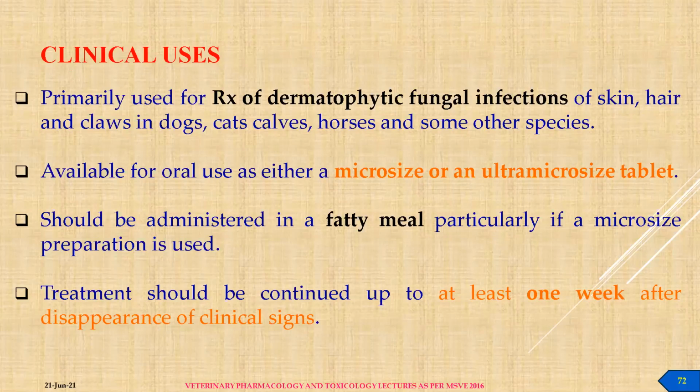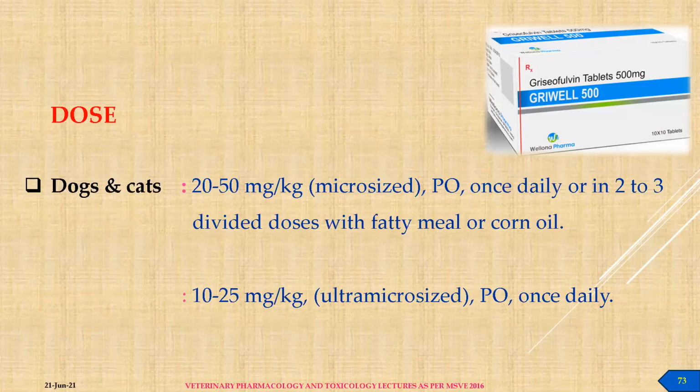Treatment should be continued up to at least 1 week after disappearance of the clinical signs, or else a reattack of the fungal infection occurs and it is difficult to treat. It is available as 500 milligram griseofulvin tablets. The dose is 20 to 50 milligram orally once daily in 2 to 3 divided doses with a fatty meal or corn oil. The ultra micro-size preparation requires a little less dose, 10 to 25 milligram once daily, for a minimum of a week, or else relapse may occur.